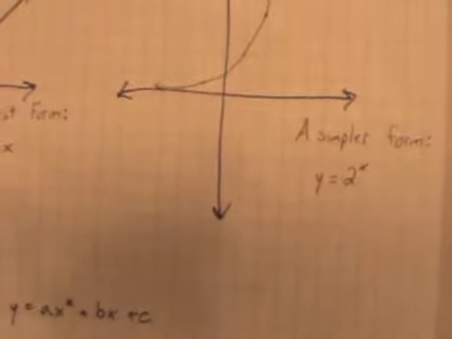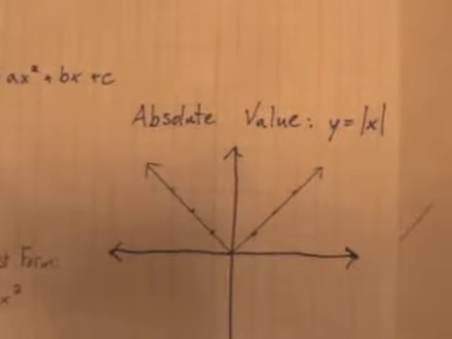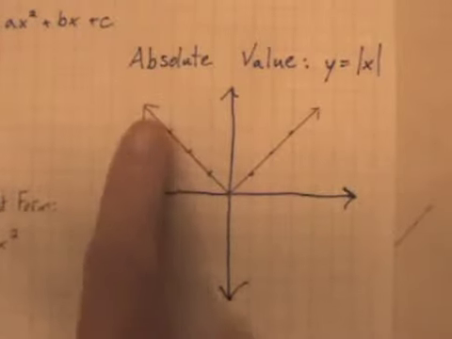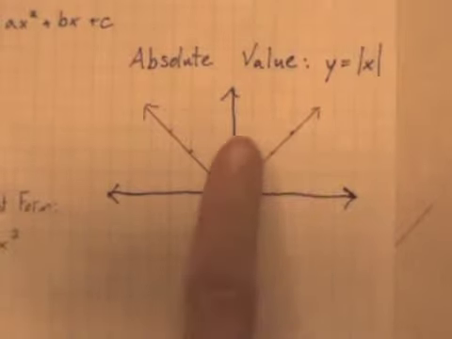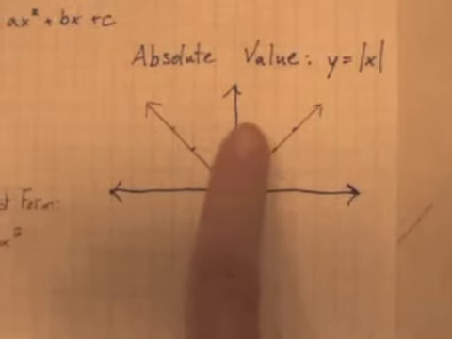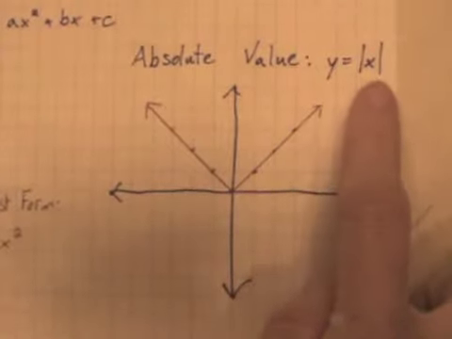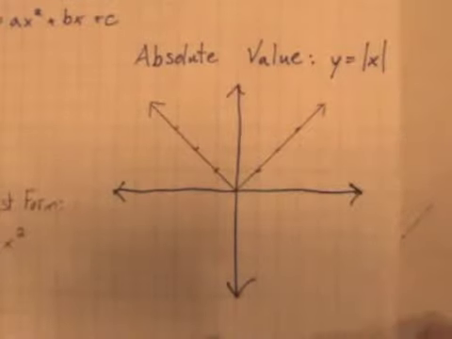We spent some time, and as I recall, everybody was really good at this one, working with the absolute value function, which is just y equals the absolute value of x. And this is the one that we spent time translating. We moved it up and down and left and right, depending on whether we put a number inside the absolute value signs or outside the absolute value signs.